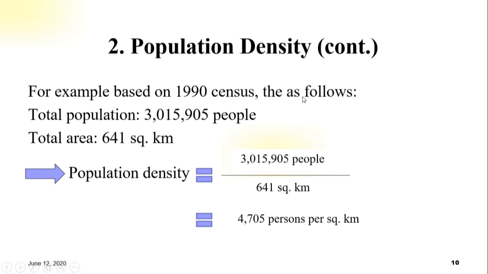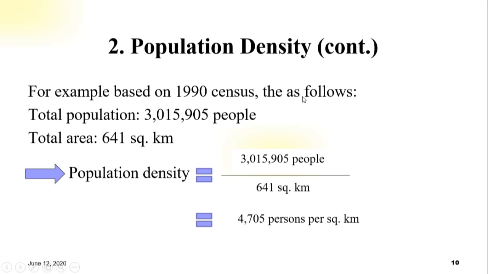Population density, for example, based on the 1990 census as follows: total population 3,015,905 people, and the total area 641 square kilometers. Population density equals total population divided by total area. Total population 3,015,905 people divided by total area 641 square kilometers.